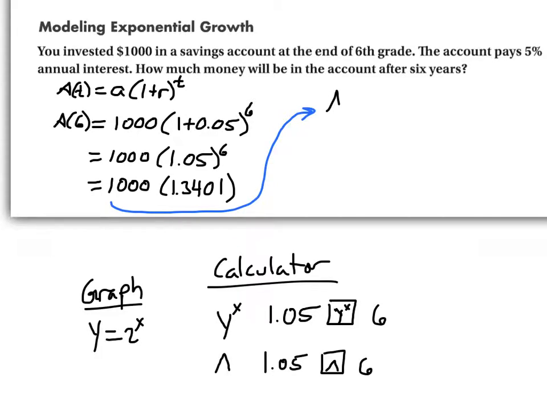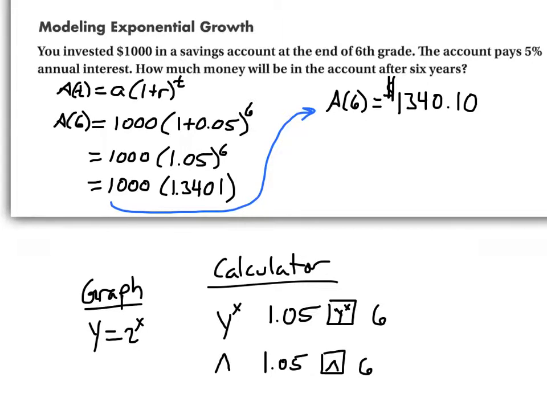So yes, you could use your calculator, or you could just do what? Move your decimal point 3 spots, because you're multiplying by 1,000. That's pretty easy to do. So we get 1340.1, which since we're talking about money, means 10 cents, right? So after 6 years in an account that pays 5% interest, we would be able to withdraw $1,340.10. So making a profit of $340 for doing nothing, pretty darn good.